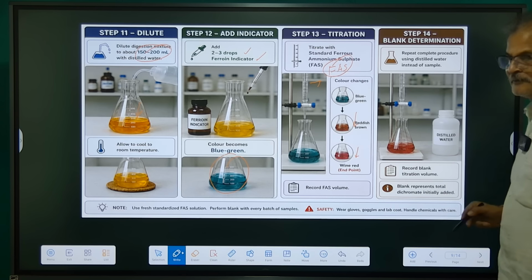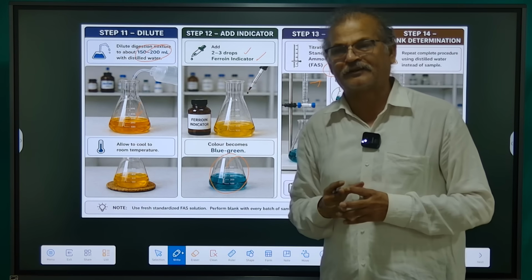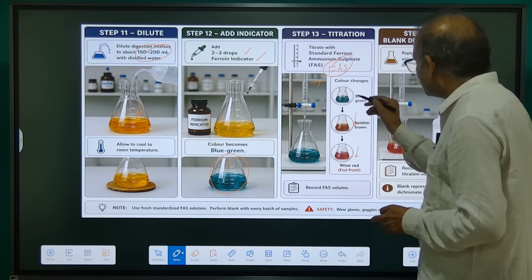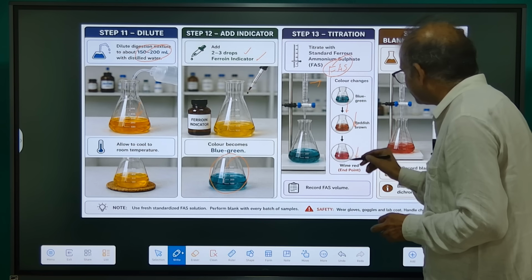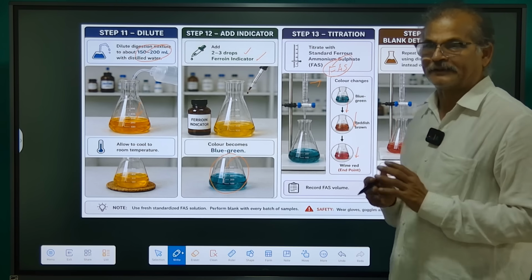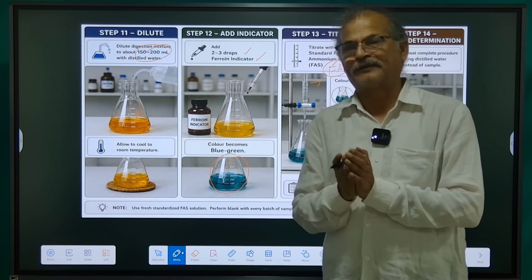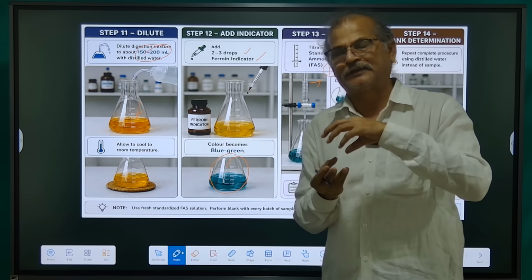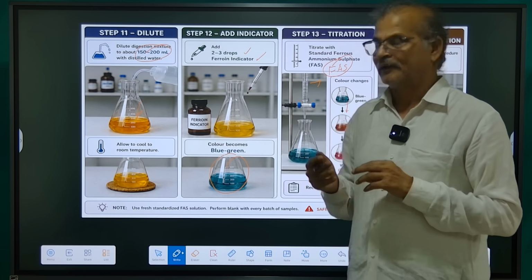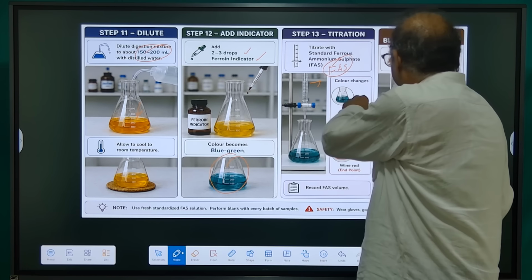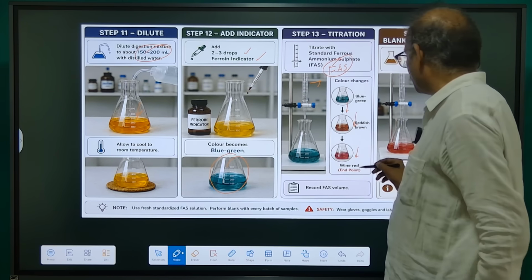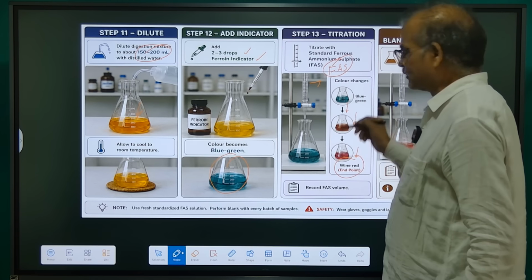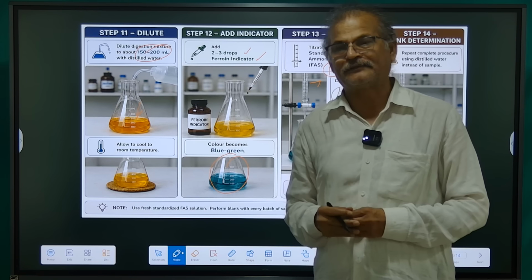Then we record the volume of ferrous ammonium sulfate consumed in taking the solution from blue green to wine red. Now we will make the calculation to determine the COD.